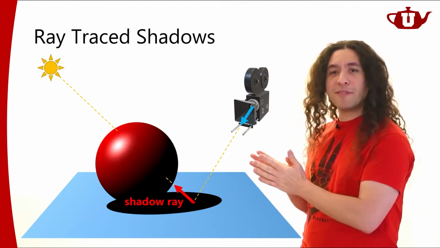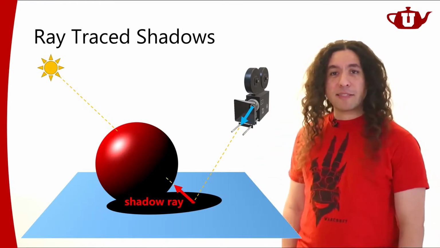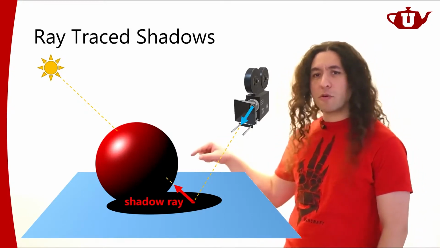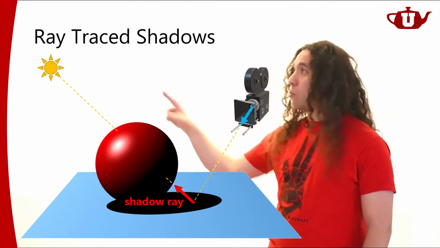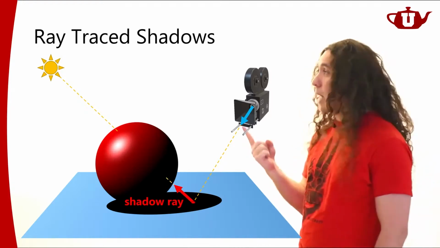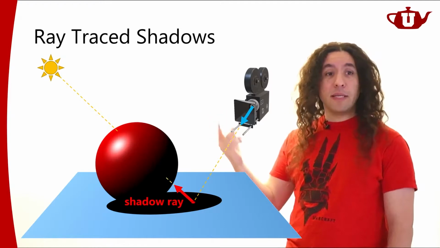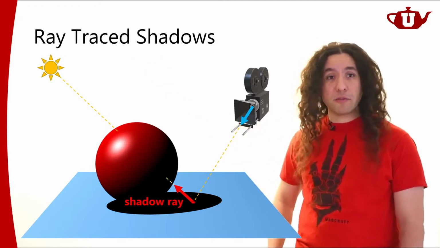It's fairly simple, relatively easy to implement. It's a relatively general method too. So for a point light source, I can just send a shadow ray towards that point. If I have a directional light source, I just send a ray in the light direction. Right? So as long as I know the light direction, I can use ray trace shadows.